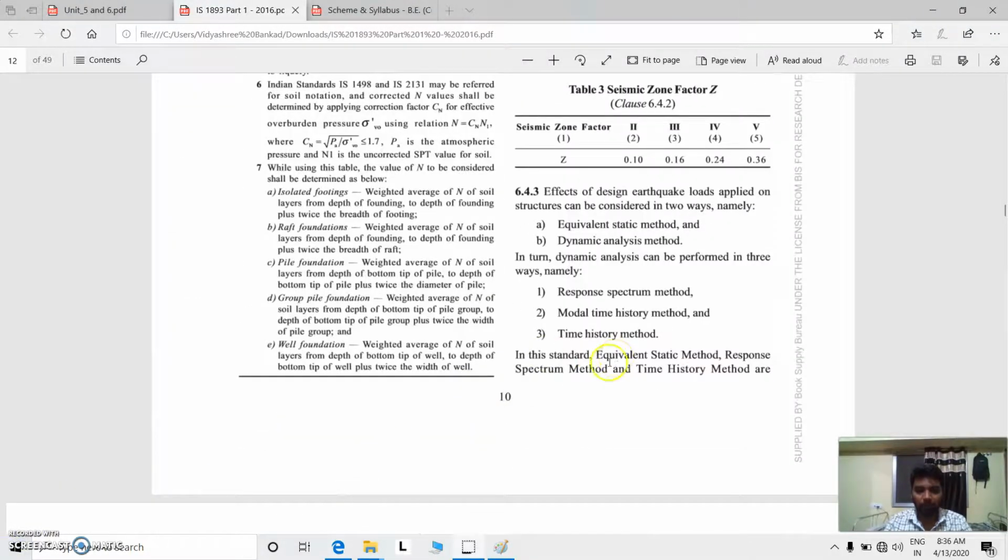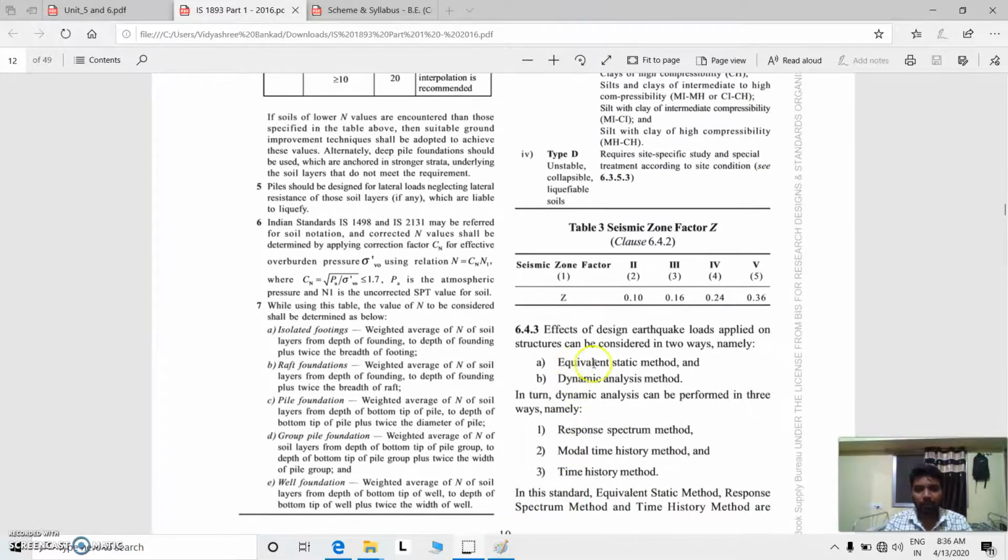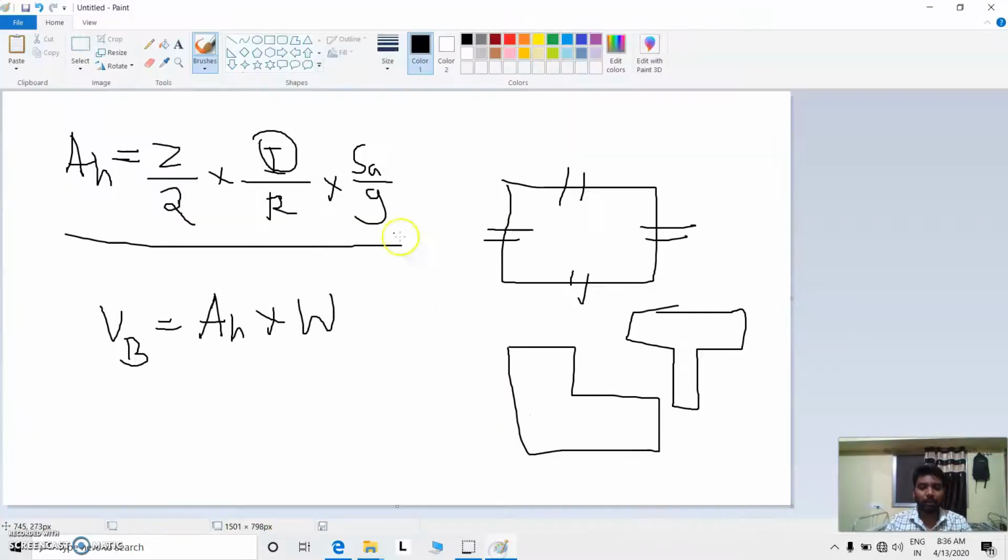Z is the zone factor value given here in page number 10. If you are calculating the force on a structure located in zone 2 or zone 3 or zone 4 or zone 5, with respect to the zone values, we have to consider the factors. For zone 2, the zone factor is 0.1, and for zone 3, the zone factor is 0.16. Similarly, for zone 4 and zone 5, the respective values may be substituted here in Z, and Z by 2 is multiplied with I by R.